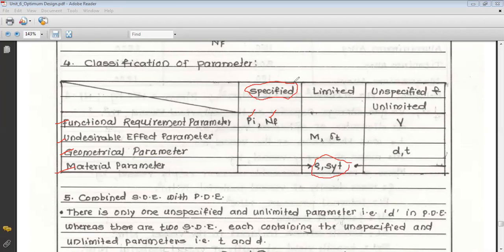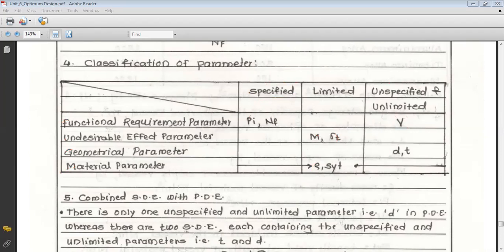Again, there is another functional requirement parameter, that is volume or gas storage capacity, but it is not specified, and it is not limited either. It is unspecified, unlimited. Then the undesirable effect parameters are mass and sigma t. These are undesirable and both are limited. And there are two geometrical parameters, that is d and t, the mean diameter of the vessel and the thickness of the vessel. So this is the classification of parameters.